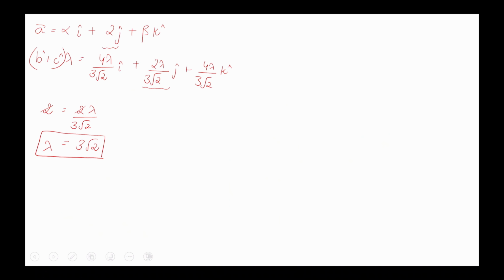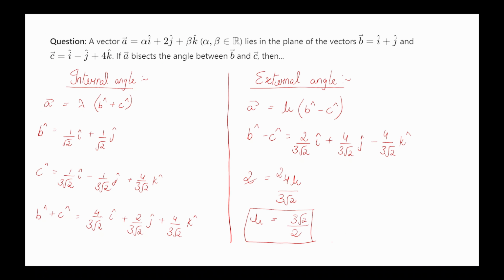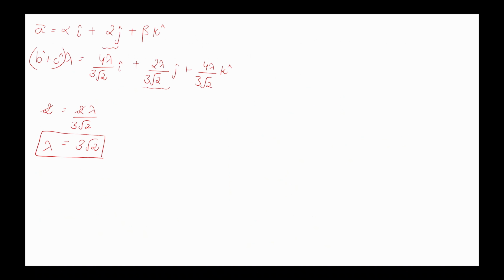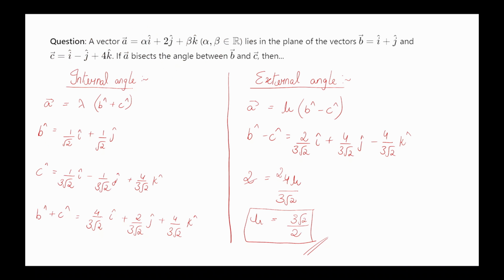So I found out my mu, I found out my lambda. Now based on this, I can of course find out my A vector as well. When it is going to be an internal angle bisector, its vector is going to be different. And when it is going to be an external angle bisector, its vector is going to be different because the mu has been changed. Earlier it was 3 root 2, now it has become 3 root 2 by 2. So keep this thing in mind. This is how you are supposed to use this formula in questions given to you.